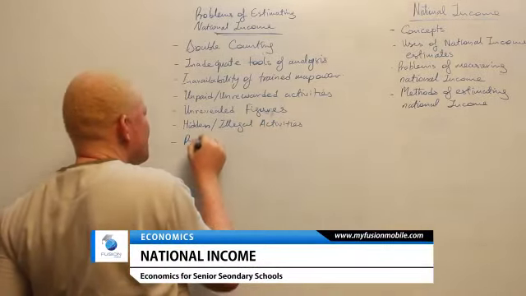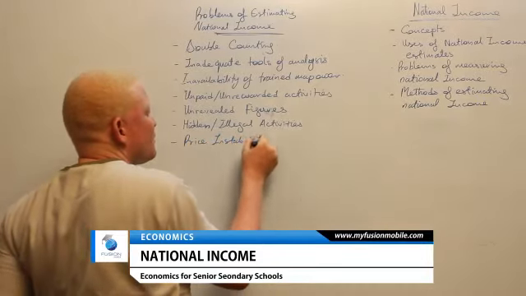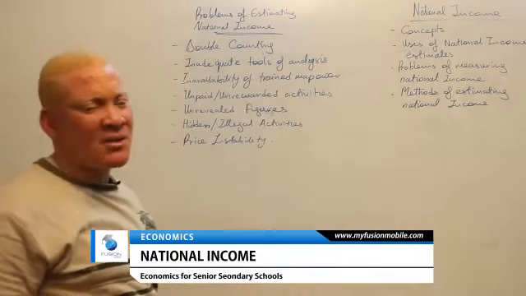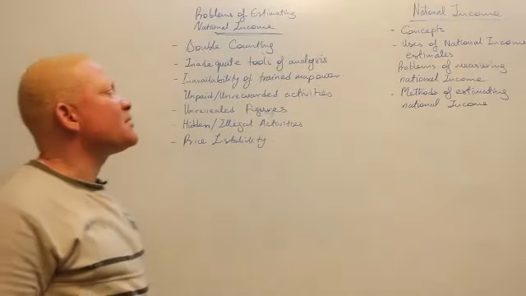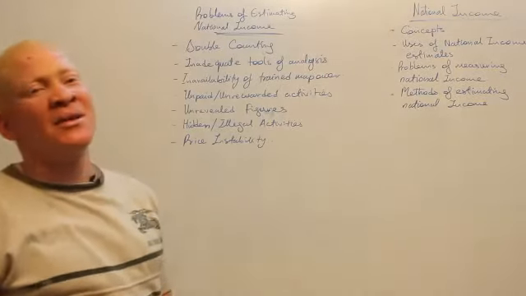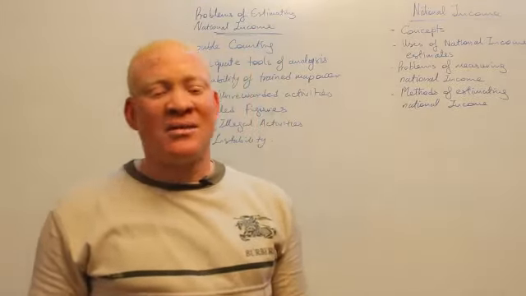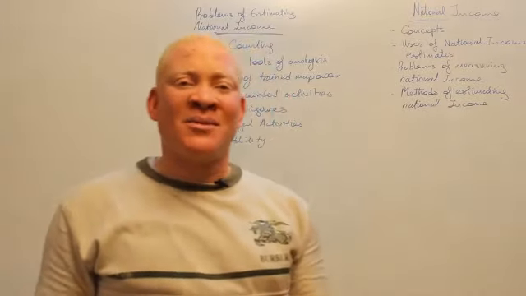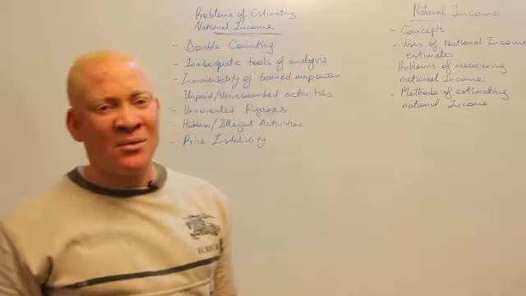Price instability, and other kinds of fluctuations. Now within the economy we have what? Double counting. Double counting is a practice where you erroneously count the value of something, or an item, or value of production, more than once.